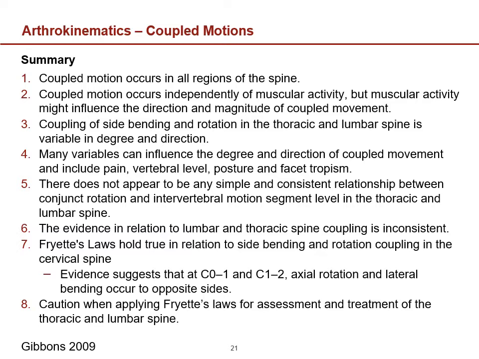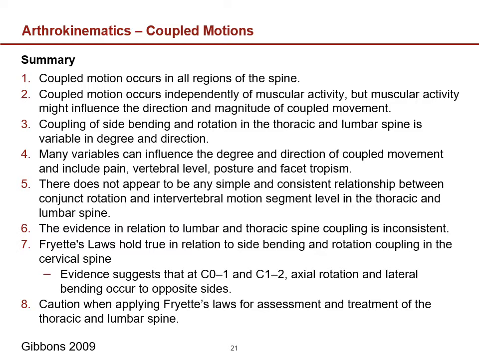There does not appear to be any simple and consistent relationship between the conjunction of rotation and intervertebral motion segment level in the thoracic and lumbar spine. The evidence in relationship to lumbar and thoracic spine coupling is inconsistent. Fryette's laws hold true in relation to side bending and rotation coupling in the cervical spine.